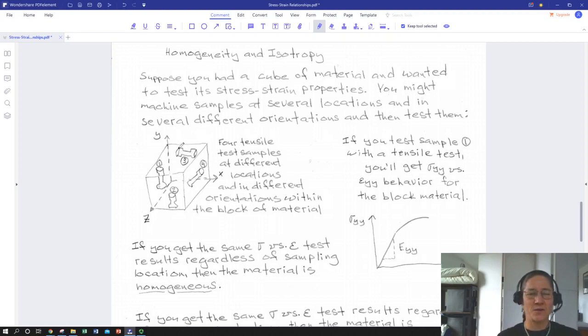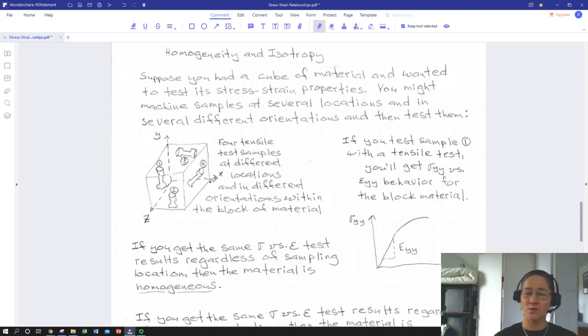We'd say that it has properties that vary with orientation, and sometimes that's a good thing. Sometimes we want all the strength or all the modulus, high modulus in a given direction, and really don't want it in another. So continuous fiber composites are kind of the ultimate example of a non-isotropic material.